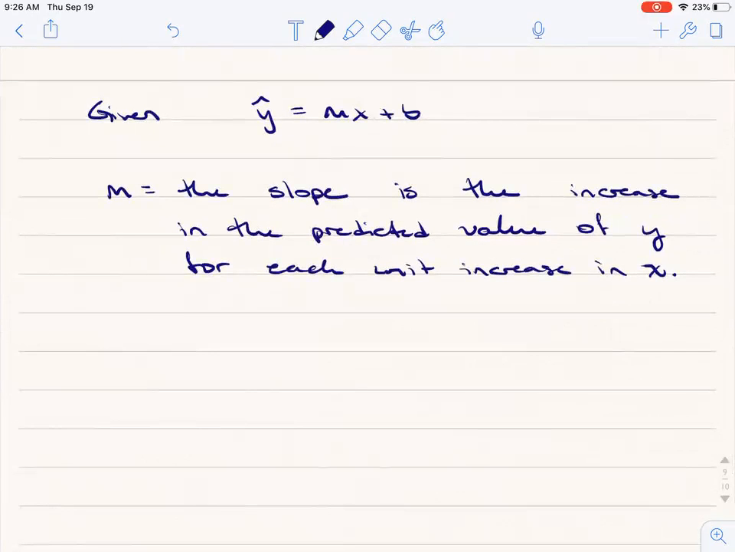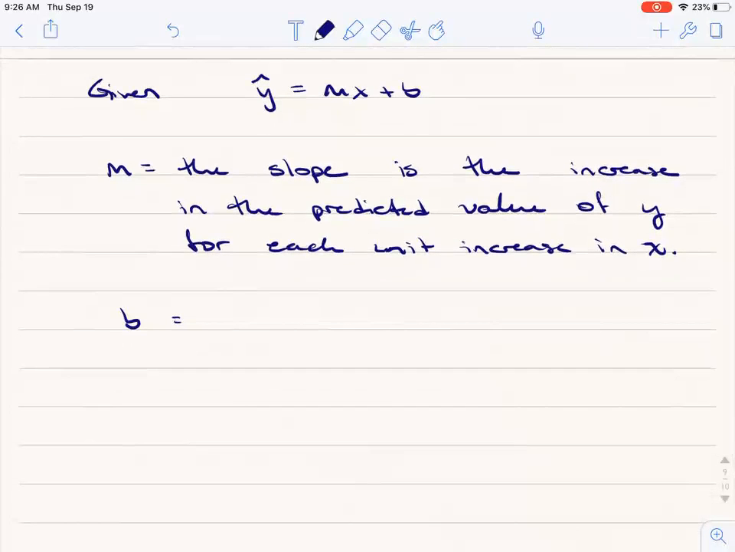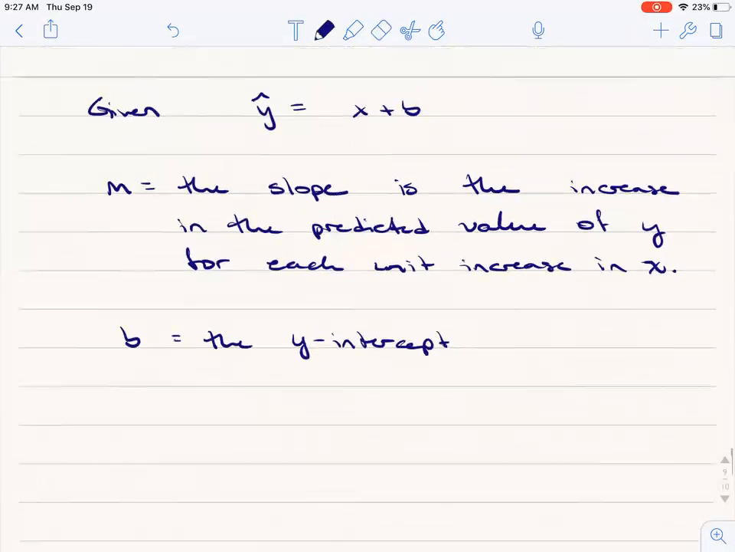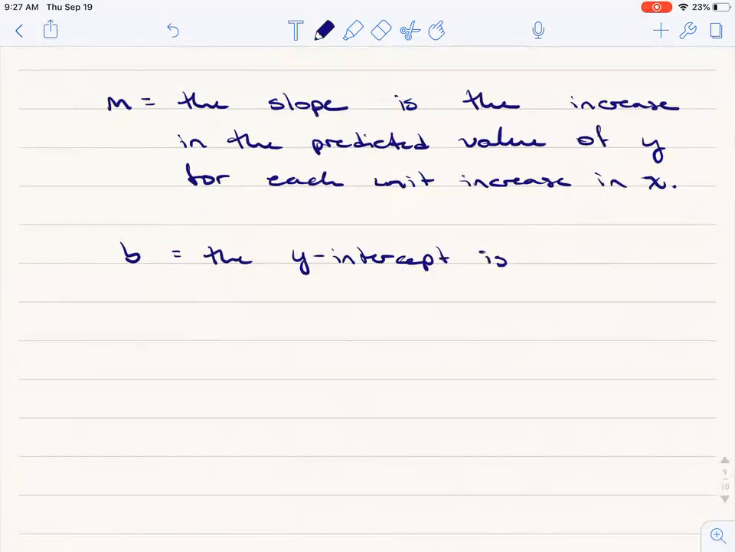But usually the one that we're concerned about is B, which is the y-intercept. The y-intercept is the predicted value of y when x is 0.